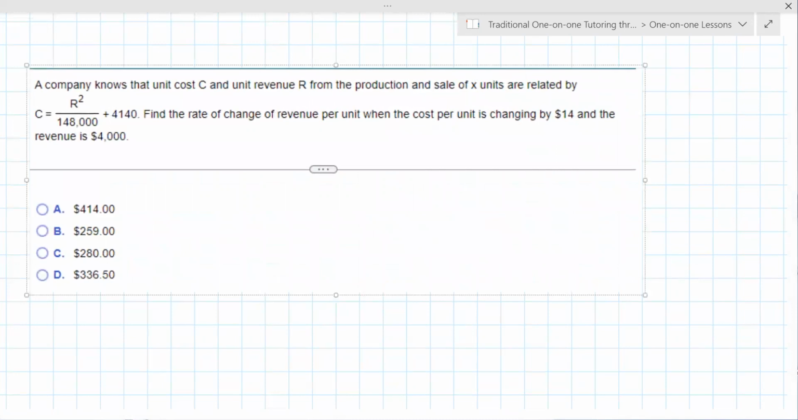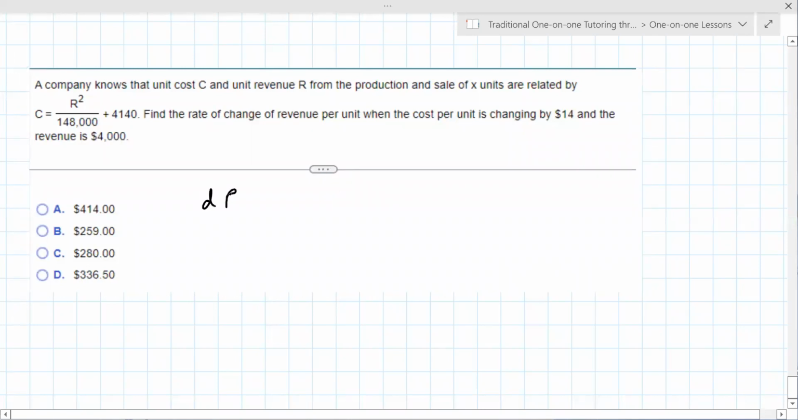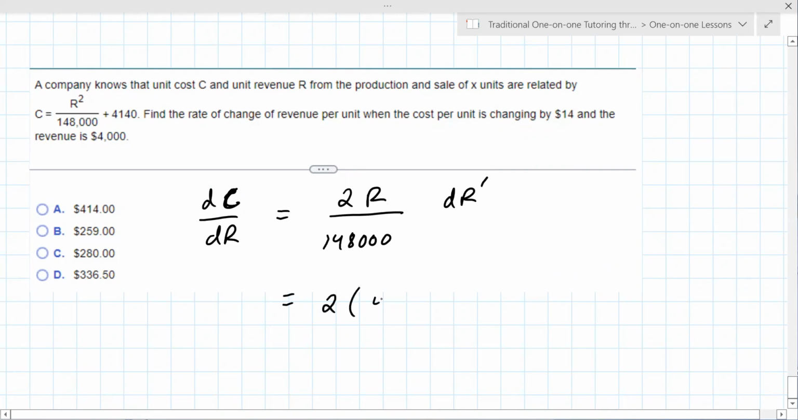A company knows that the unit cost and revenue is given by this function. Find the rate of change of revenue per unit when cost per unit is changing at $14 and the revenue is 4,000. All right, so you're trying to find dC/dR. So the derivative is 2R over 148,000 times dR prime. We'll just leave it like that. And they give you the revenue. The revenue is 4,000. This number stays, and then you're multiplying by 14. This is called a related rate.